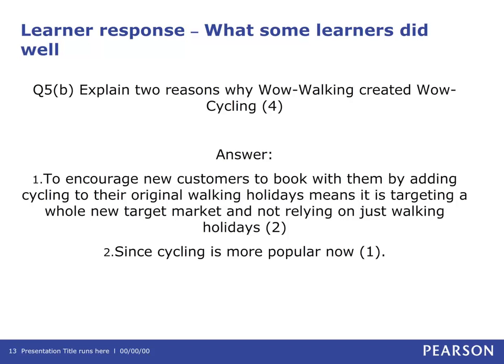Many learners tended to limit their responses to a valid reason, but did not include an explanation as to why they have given that reason. For example, the first point provides a reason, being to target a whole new market, and explains that this reduces the reliance on walking holidays, and may encourage new customers to book. This answer is worthy of 2 marks.